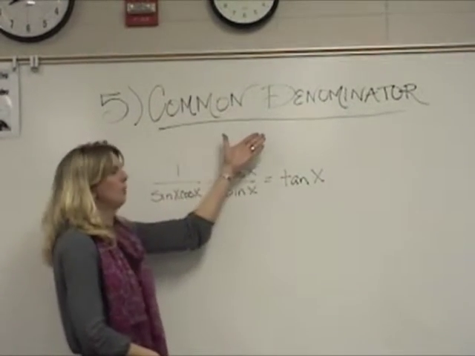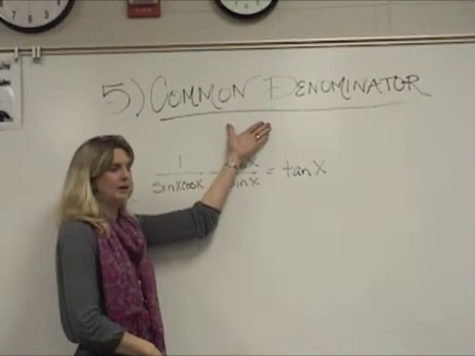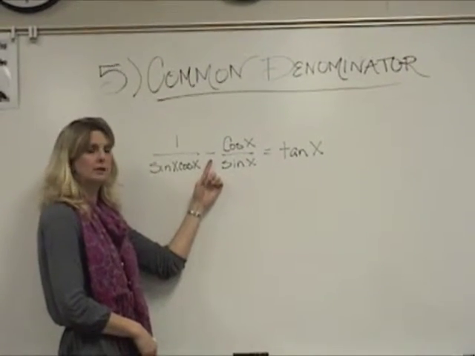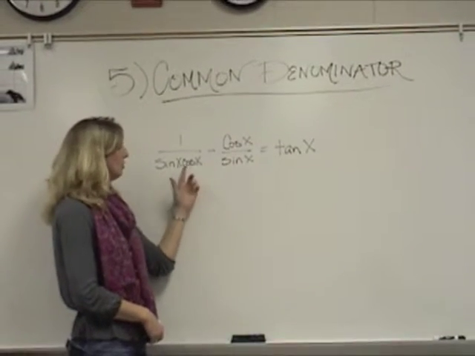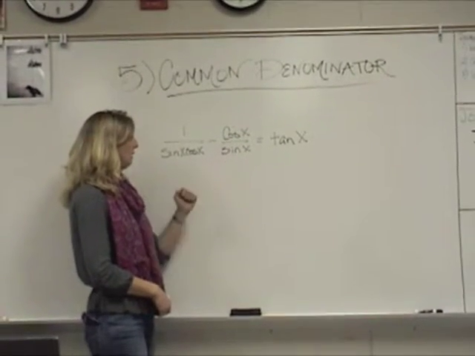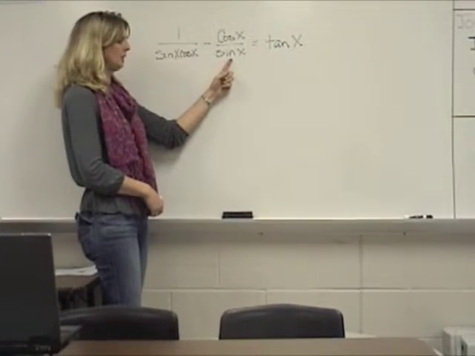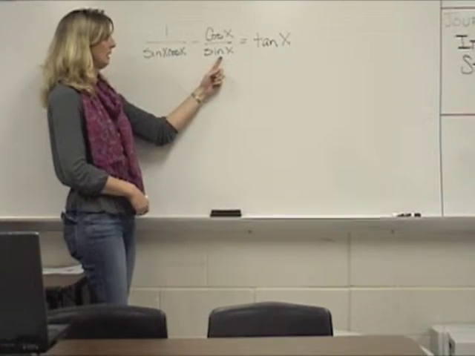Strategy number 5 will be finding a common denominator. I have two fractions which I need to subtract. So you know, when you subtract fractions, you must have a common denominator. Since this one has a sine and a cosine, we'll need to put a cosine into the second fraction.